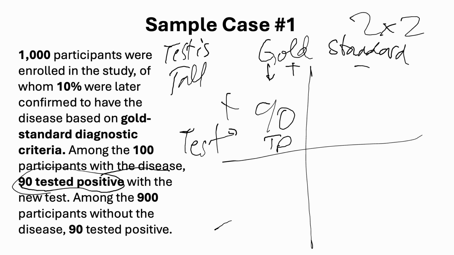So that means of the people with the disease but that tested negative, that would be 100 minus 90 equals 10. So these are people who had the disease by the gold standard but tested negative. All right, very good.